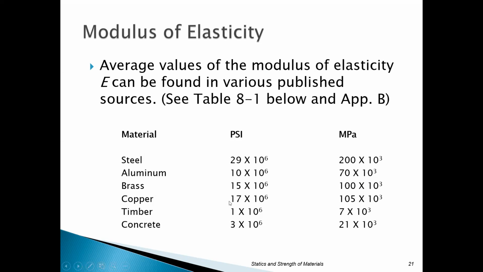Brass, copper. Now timber is going to vary depending on the type of wood. For instance, a southern yellow pine might be different than, let's say, a northern oak. So this is definitely an averaged area or average PSI. Same thing with concrete. Concrete is going to vary also depending on your additives and your aggregate and the amount of different materials that you're putting into it. So those are some things to keep in mind, that those are just averaged.